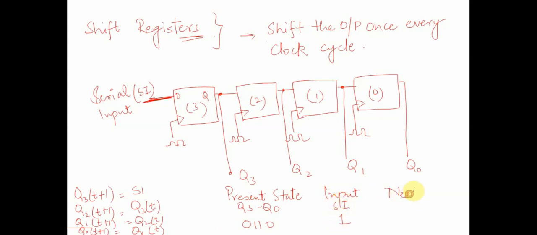What would be my next state? In the next state, Q3 would be equal to SI, 1, and Q2 will be equal to Q3, so 1, then 1, and 1. So what is happening from present state to next state? The LSB has been removed, or we can say the expression has undergone a right shift. Q0 got lost, which is equivalent to a right shift. That's why it's called a shift register.